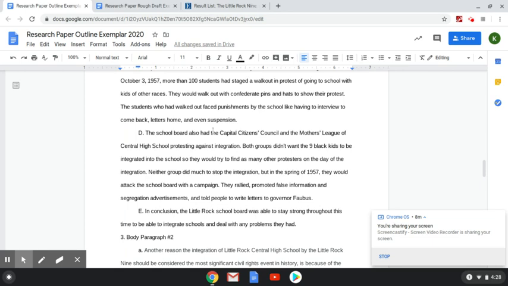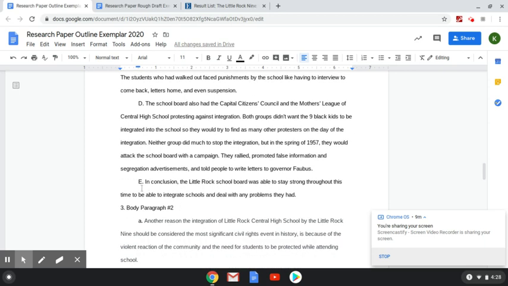The school board also had the Capital Citizens Council and the Mothers League of Central High School protesting against integration. Both groups didn't want the 9 black kids to be integrated into the school, so they would try to find as many other protesters on the day of the integration. Neither group did much to stop the integration, but in the spring of 1957, they would attack the school board with a campaign. They rallied, promoted false information and segregation advertisements, and told people to write letters to Governor Faubus.